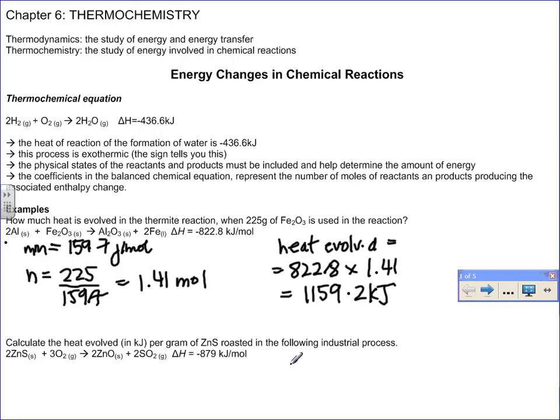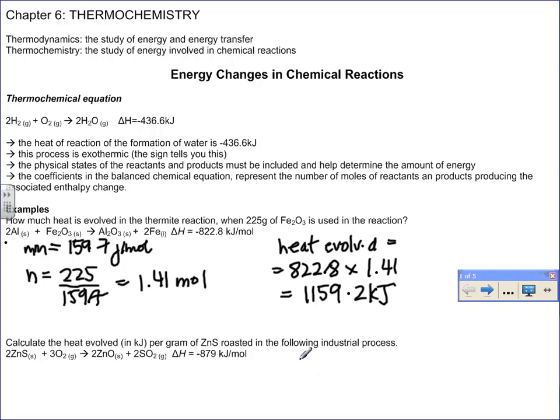In this next one, we want to know the heat evolved in kilojoules per gram of zinc sulfide roasted in the industrial process. Roasting is really just a special kind of heating, like you're roasting for extended periods of time, sort of slowly. So in this process, for every 2 moles of zinc sulfide that's roasted, we release 879 kilojoules of energy. So unlike the first one where it was a 1-to-1 ratio, we actually have a 2-to-1 ratio.